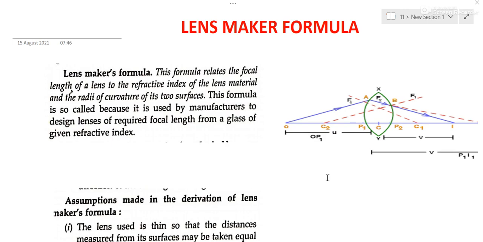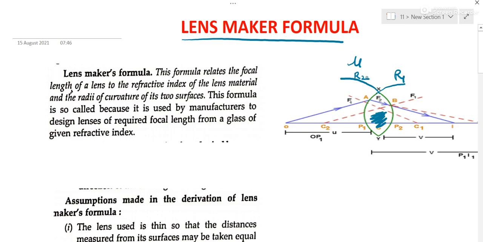Hello children, so the topic is lens maker formula, a very important derivation from ray optics. So what is the lens maker formula? It's a formula between the refractive index of the material of glass and its two radii of curvature, radius of curvature 1 and radius of curvature 2. It's a mathematical relation between these three quantities.